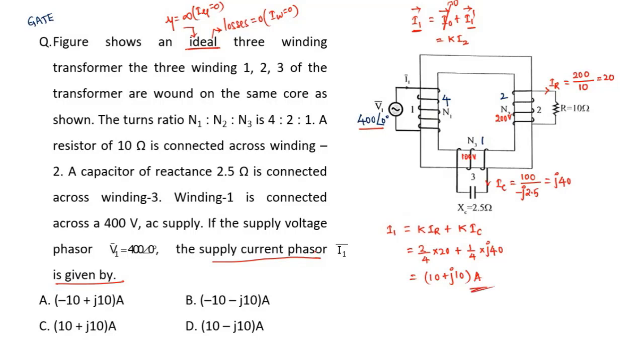So this is the current which is drawn by the primary side, or the source is going to drive this much amount of current. So hence the option is 10 plus j 10. You can use the MMF balance theory also.